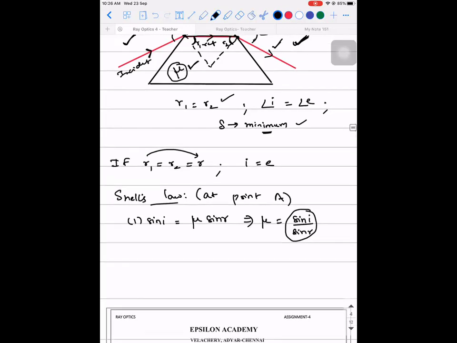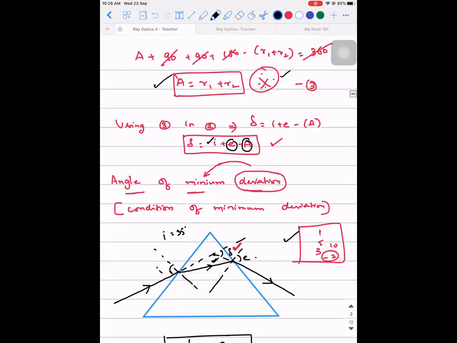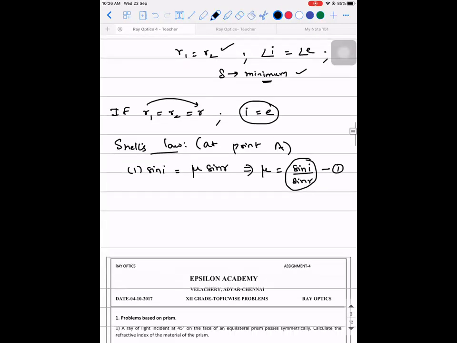So let's say, what are all the parameters that you're using? If I take this as 1, now I know that i is equal to e, and in the previous derivation, I told you A is equal to r1 plus r2. I told you it is important also. So when I say A is equal to r1 plus r2, but r1 plus r2 is nothing but r, so A will be 2r. So r is how much? A by 2. Accepted?